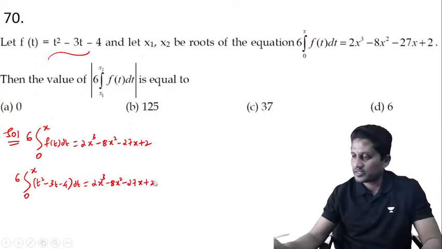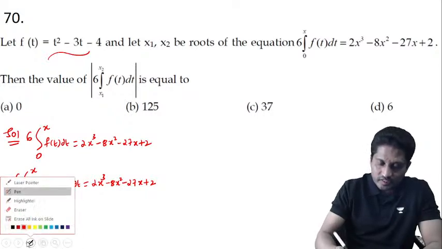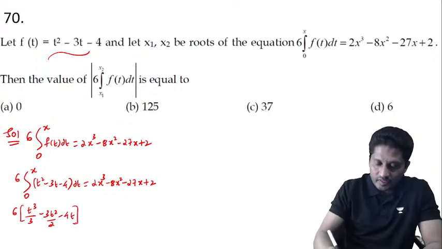Now we'll simplify this. Integration of t square is t cube by 3, minus 3 times integration of t, which is t square by 2, minus integration of 4 is 4t, between the limits 0 to x, is equal to 2x cube minus 8x square minus 27x plus 2.